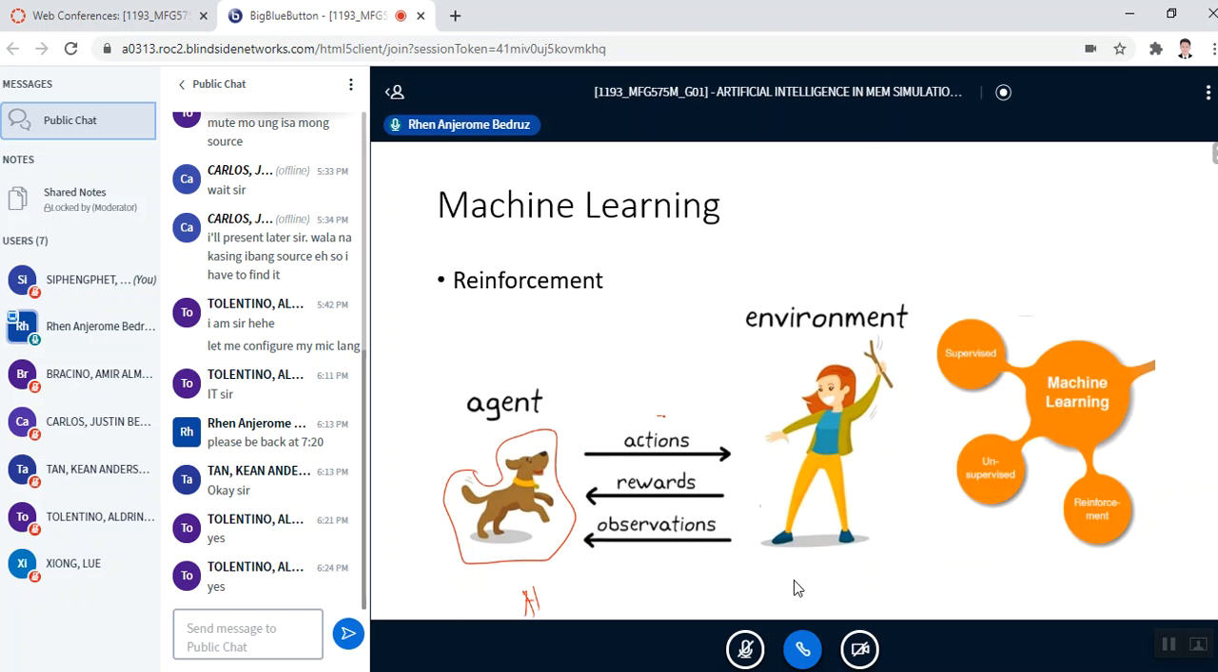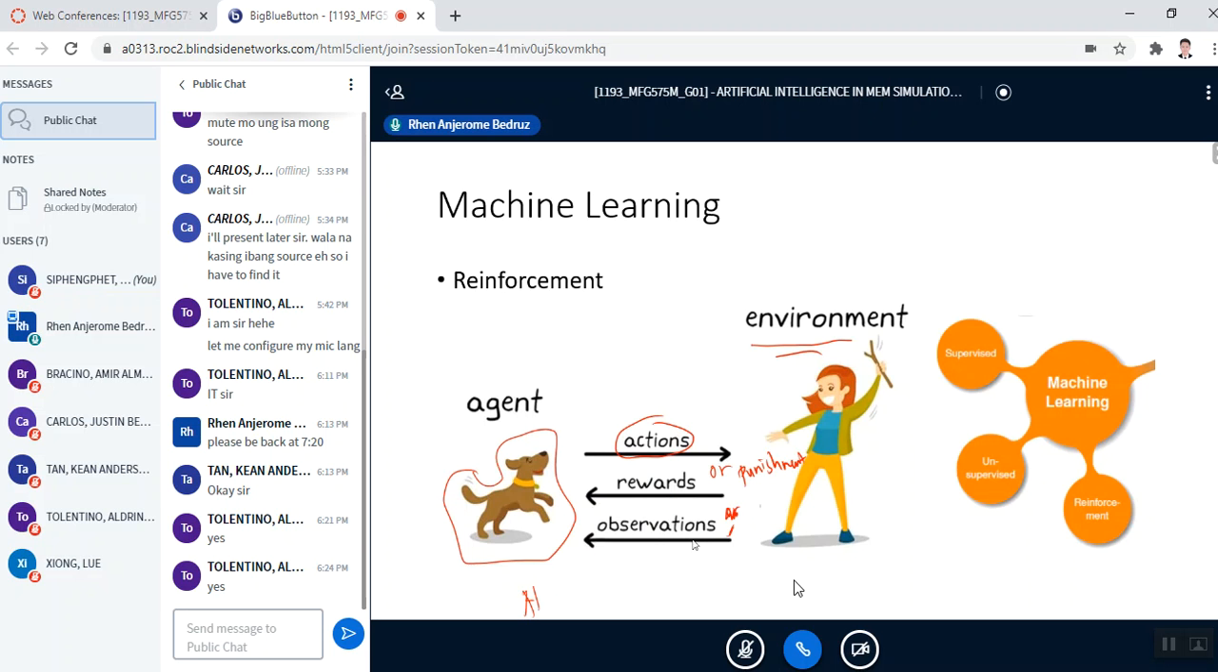So that AI would perform actions. And then your environment should give your rewards, or it could give some punishment, or you could give some observations. So that's it. You could give actions, give your rewards or punishment, or give observations.